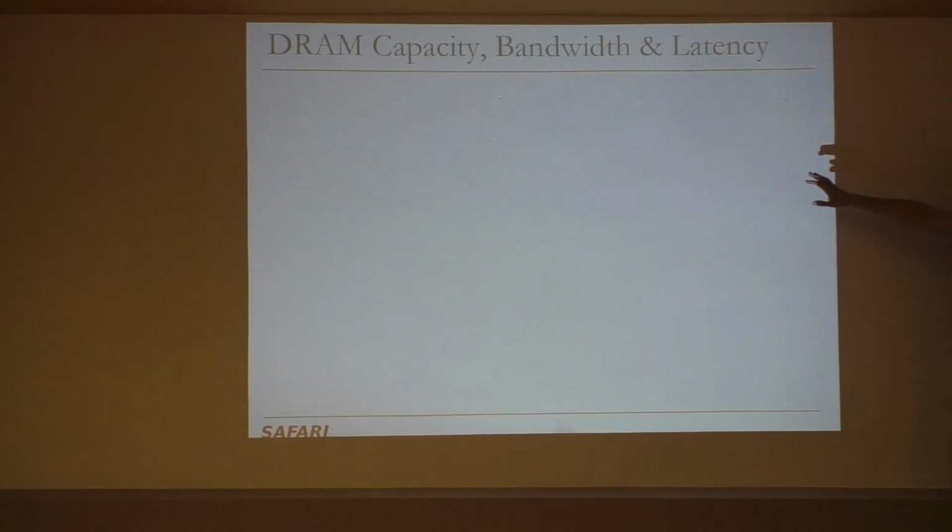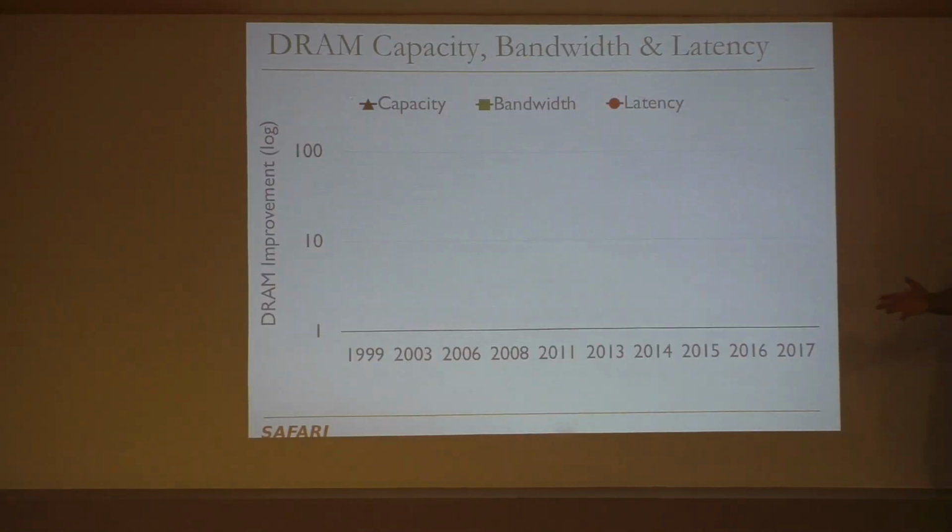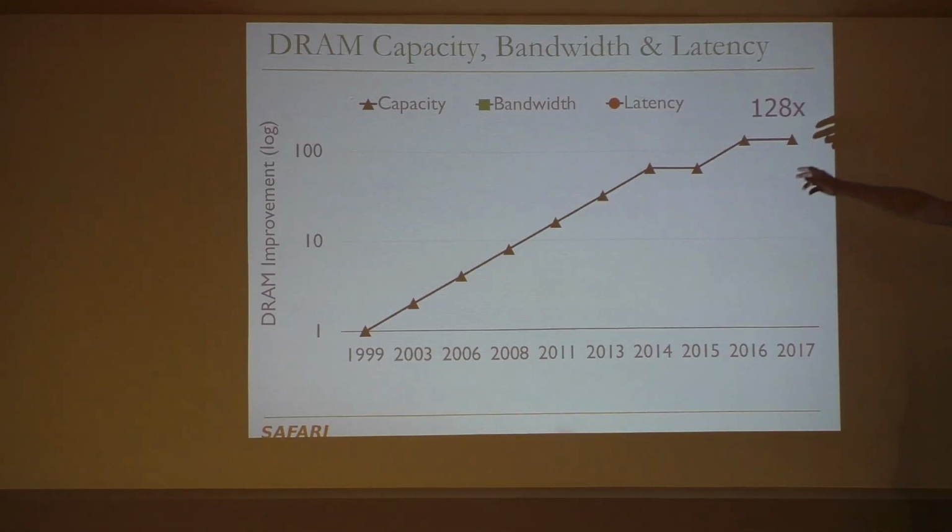Let's take a look at another example from the DRAM chip perspective. This is always a fun graph to look at. Basically, here I plot the last 18 years from 1999 to 2017, and I plot how much a single DRAM chip's capacity has improved, bandwidth has improved, and latency has improved. And I already said capacity, we have more capacity than bandwidth. I normally ask a question, but we don't have a lot of time today, so maybe I'll ask a question later. Basically, capacity has improved by 128x during those 18 years, which is a pretty good improvement.